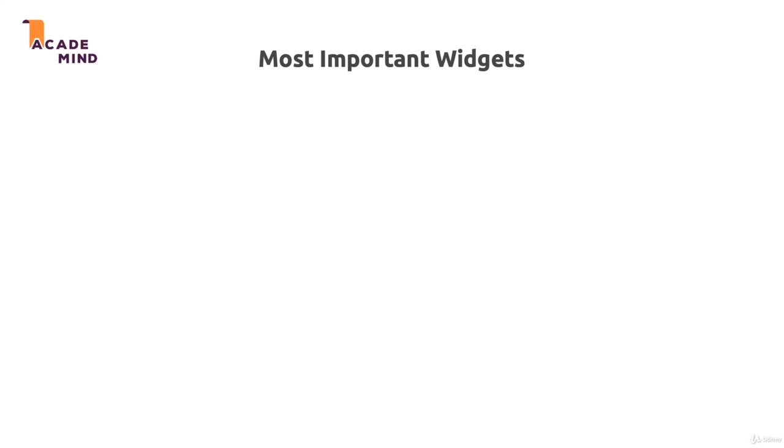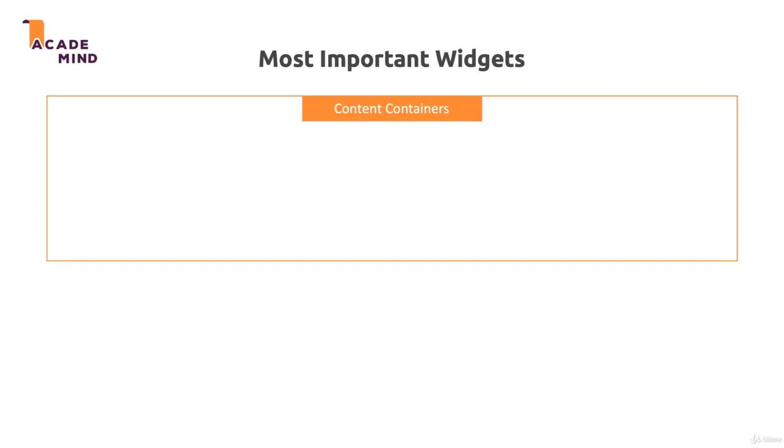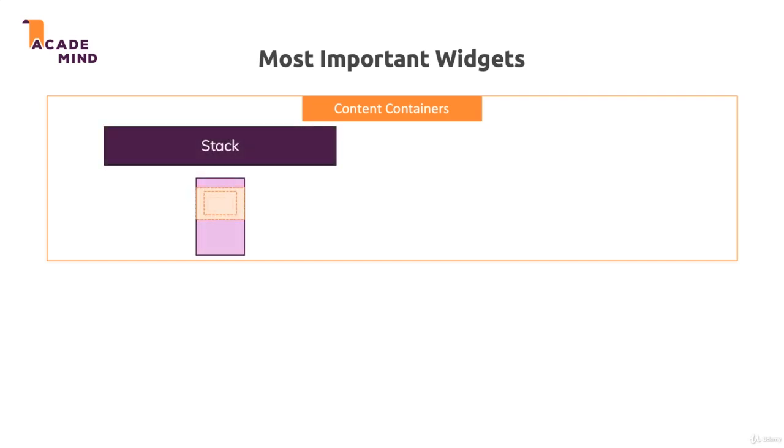Other important widgets we have are, for example, related to holding content. There we have the stack widget. The stack widget is always great if you want to have items, other widgets to be precise, positioned on top of each other. Let's say an image with a text in the foreground.